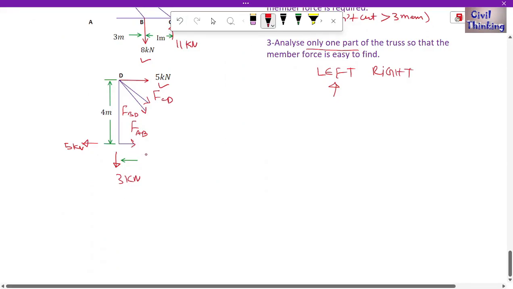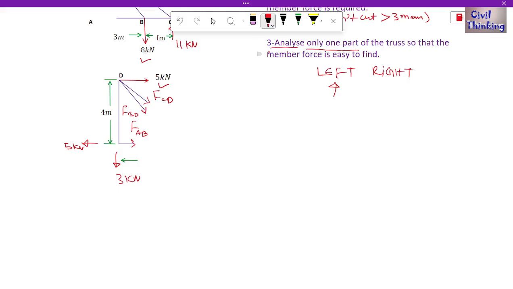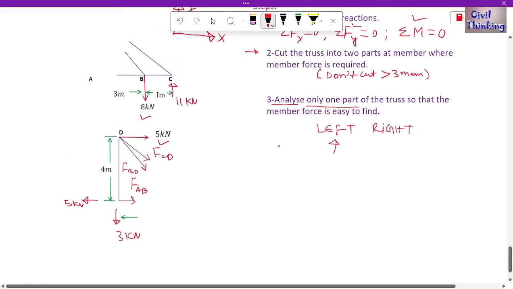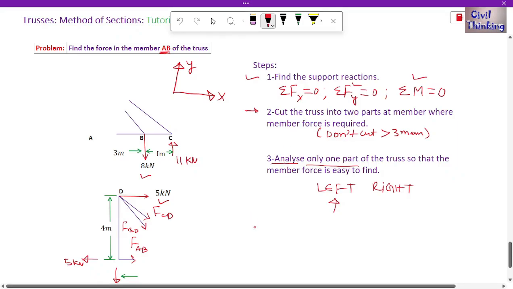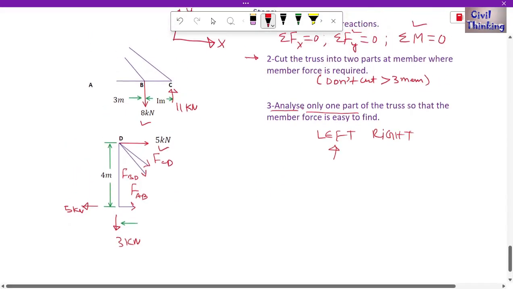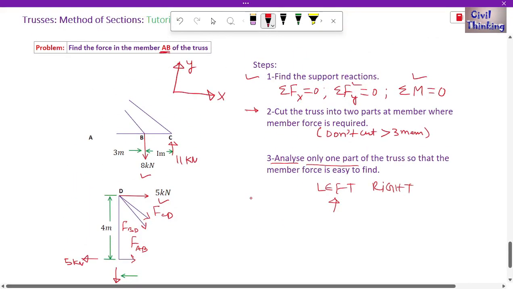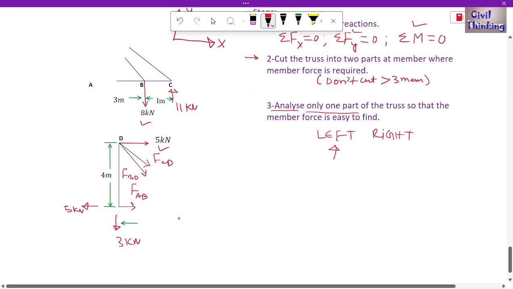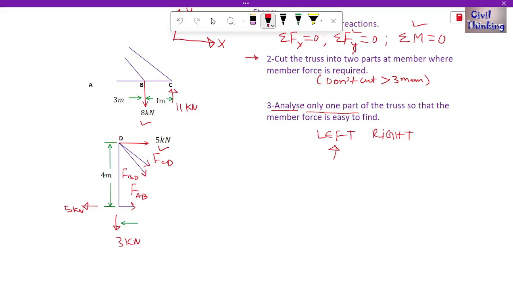Now we have to analyze. What do you mean by analyze? Analyze means we have to apply again the equations of equilibrium. So we will apply all those equations, or maybe only a few, because we have to find FAB. Anyhow, we can apply any of these three. First think which equation we will apply: summation of moment, summation of Fy, or summation of Fx. You have to think about it in your mind, so that you find FAB.